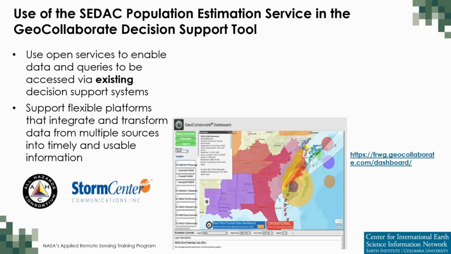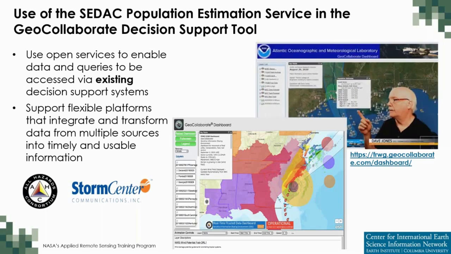but if you can see there's a little square with population on the bottom left, you can actually pull up an interface to make a request to CEDAC's population estimation service. And in the interface, draw a polygon or another shape. And then that retrieves data from our server for exactly the geographic area specified.